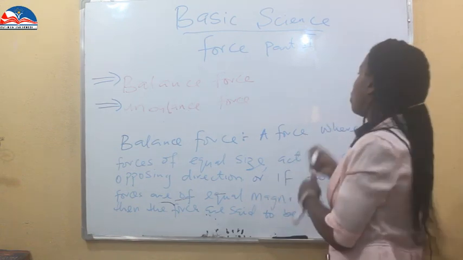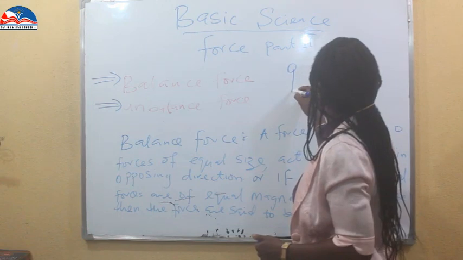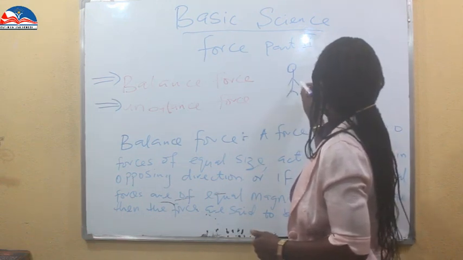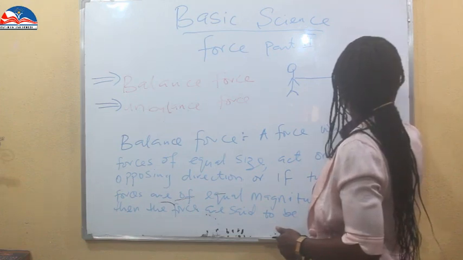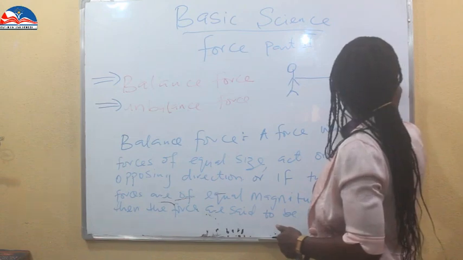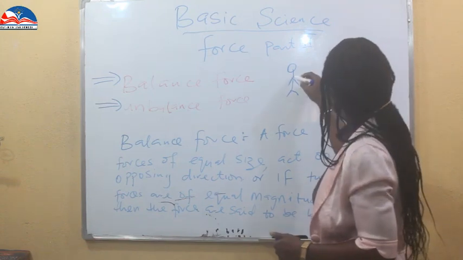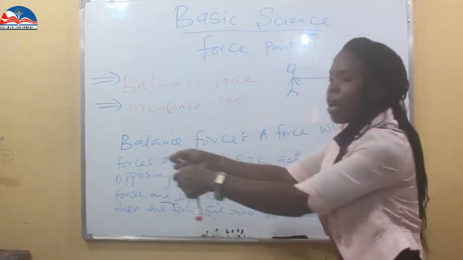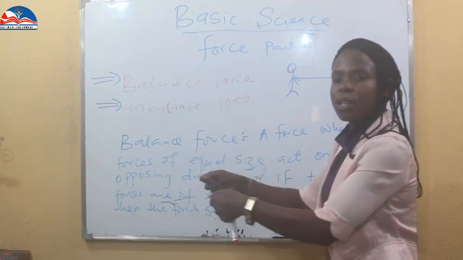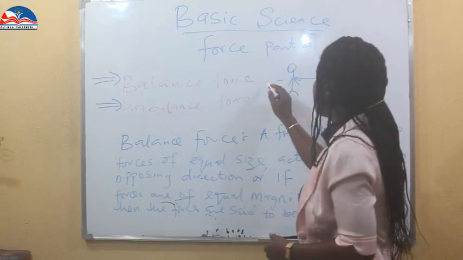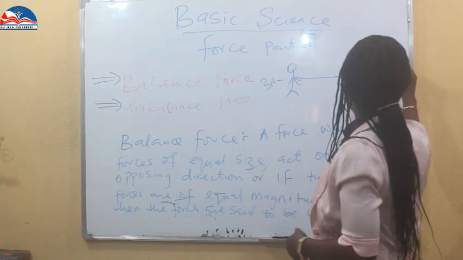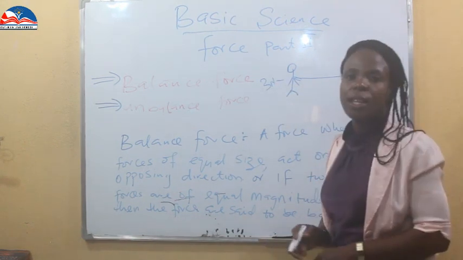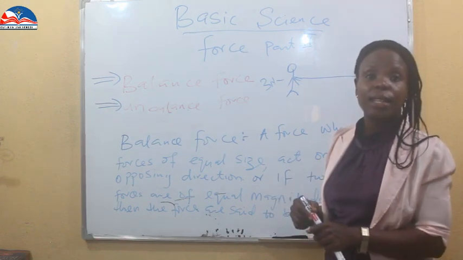I have 2 boys here. This is one of the boys, and I have a rope here. This is another boy. The two of them are dragging this rope in opposite directions. The force coming from this boy is 3 Newton, and the force coming from this boy is equally 3 Newton. We can say the force is balanced.